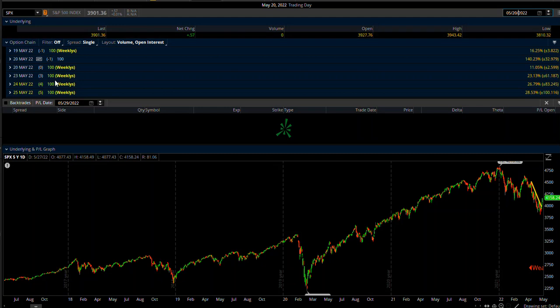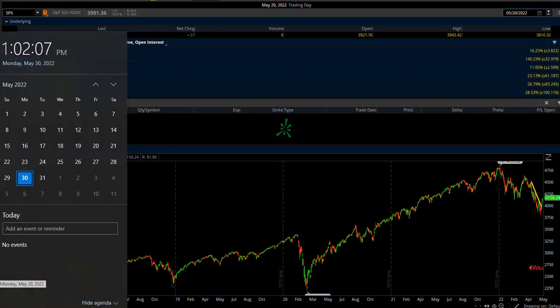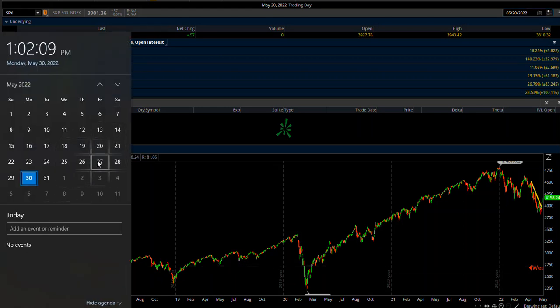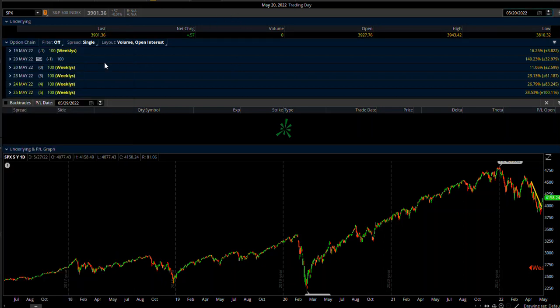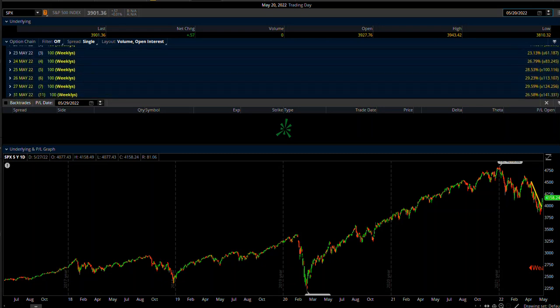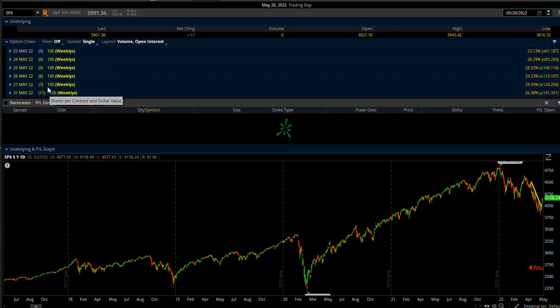Then you want to know the expected move. Go down here on your calendar real quick. You're looking for the 27th. You have to come down a little bit here, and right there's your 27th, $124.25.